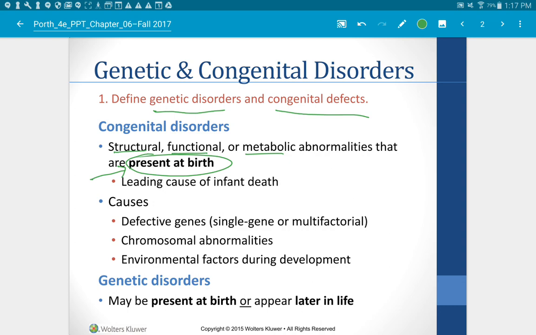It comes from birth. However, the causes are either genetic, like through defective genes or chromosomal abnormalities, or environmental factors. So a congenital defect can actually be caused by an environmental factor. It doesn't mean they necessarily have a genetic disease, but genetic diseases are a subtype of congenital defect, if that makes sense.